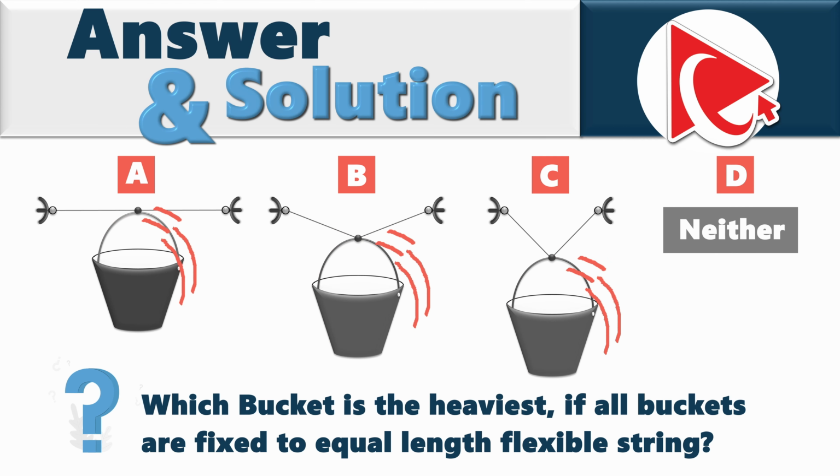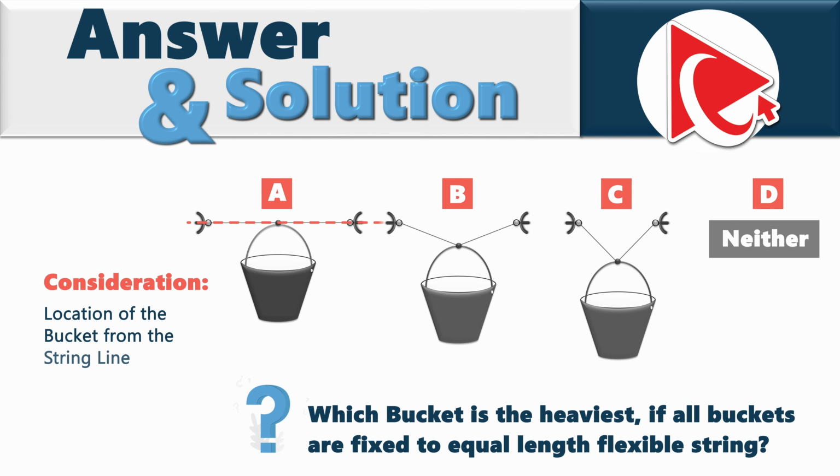We have 3 buckets. Each bucket is connected to the string connectors with a string of the same length. All string connectors are on the same string line, and what we can visually see is that bucket A is in the highest position, bucket B is a little bit lower, and bucket C is in the lowest position. What does it tell us?